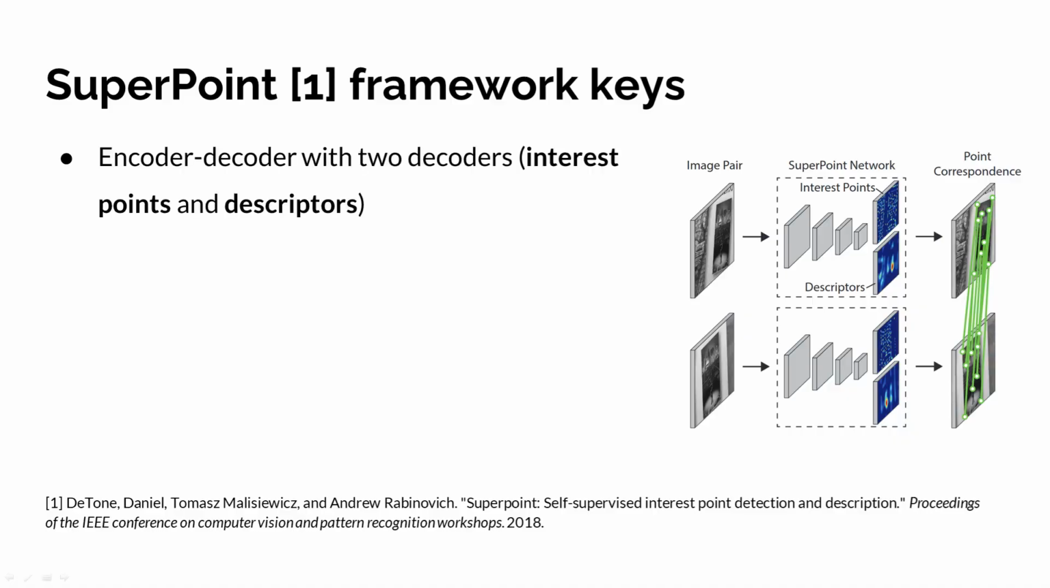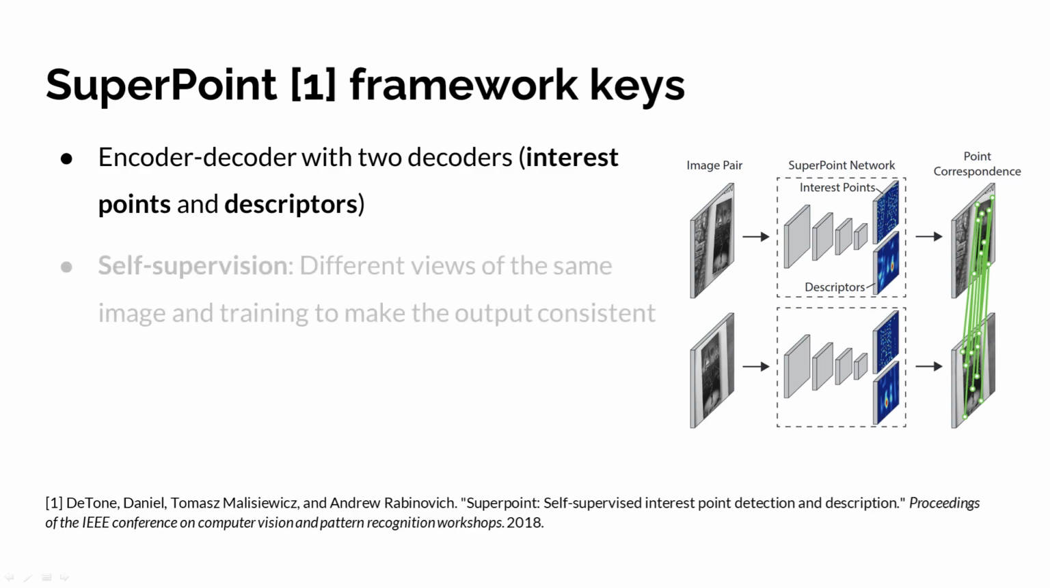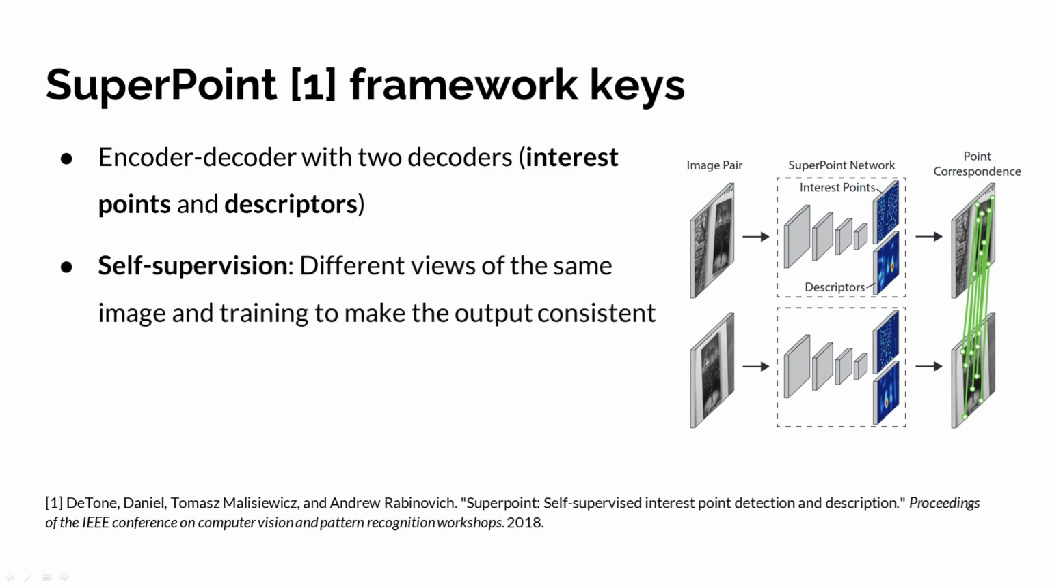SuperPoint uses a convolutional neural network with a typical encoder-decoder architecture, but instead of one decoder, it has two. The first one is for the interest point locations, and the second one is for the descriptors of said interest points. A very important aspect of SuperPoint is that it is completely self-supervised. It uses different views of the same image, and since we know they represent the same scene, we train it to make the output of the network consistent. This way, we obtain a feature extraction network that doesn't need supervision at all, which is great for us because we don't have supervision for correspondences in endoscopy images.